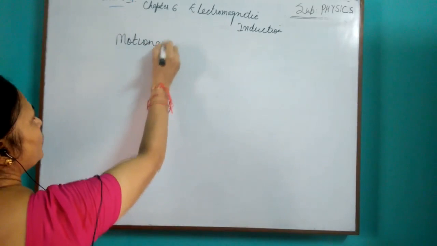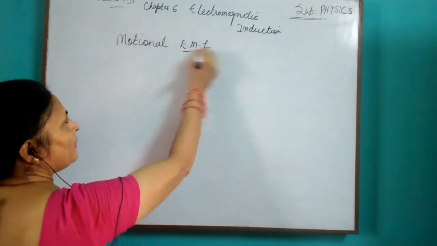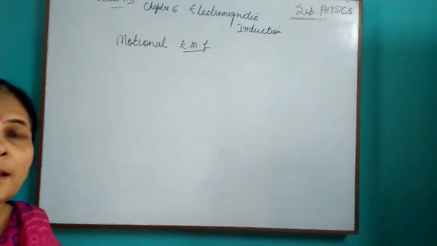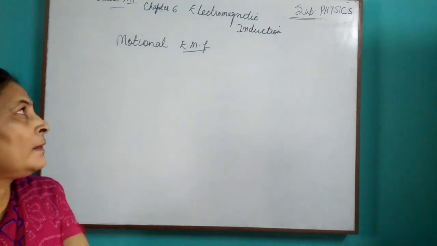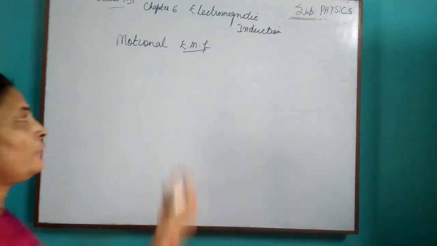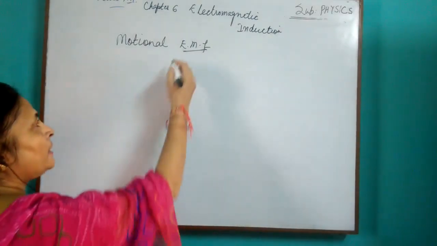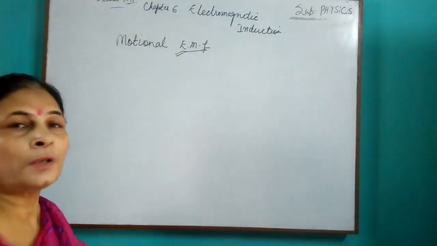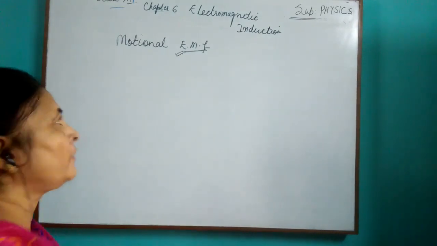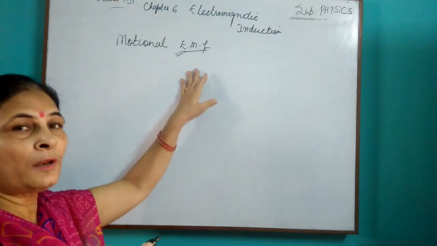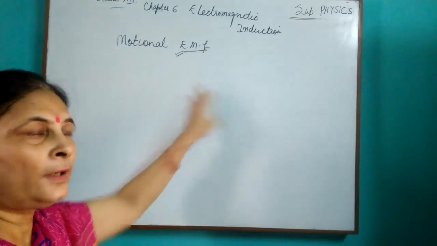Today we'll start the topic motional electromotive force. Motional EMF, or motional electromotive force. See, when we are talking about EMF, you know the difference between EMF and potential difference already. The only change here is that now we are talking about induced EMF. Because when we are saying motional EMF, here we will produce EMF by moving the conductor in a magnetic field.